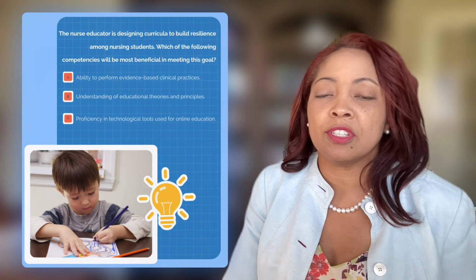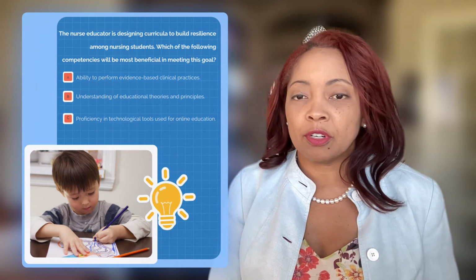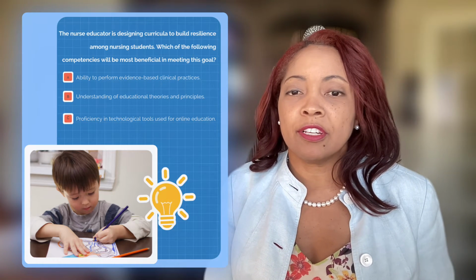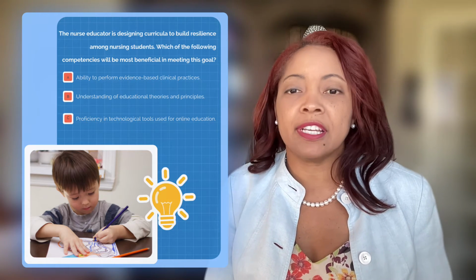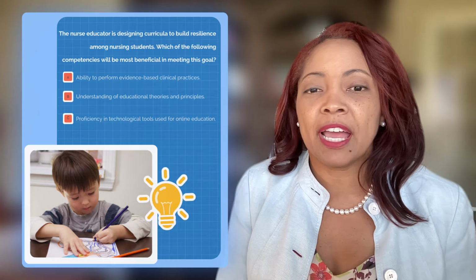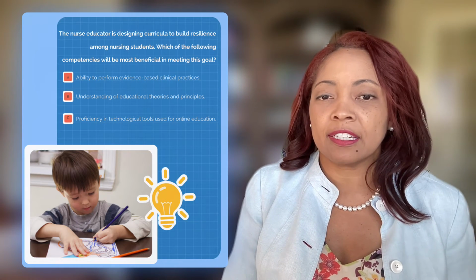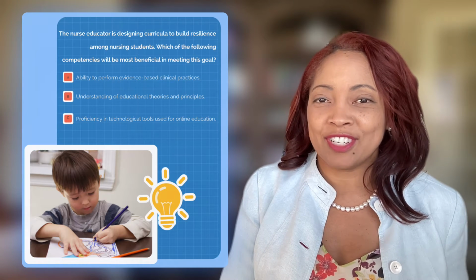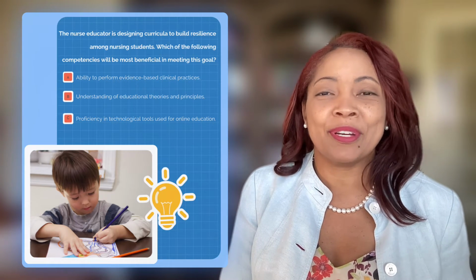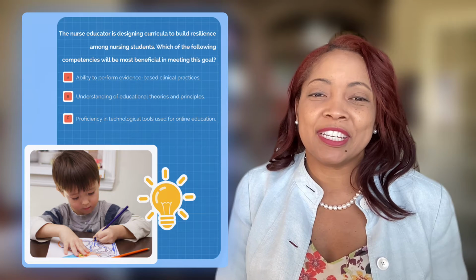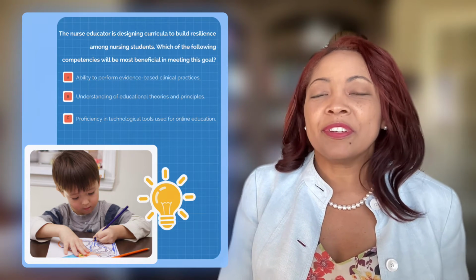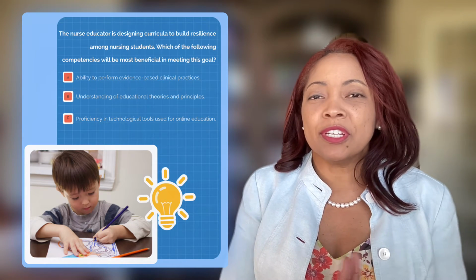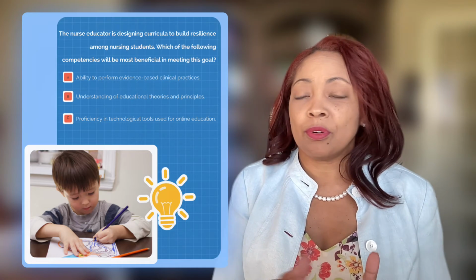So A is ability to perform evidence-based clinical practices. B is understanding of educational theories and principles. And then we have C, proficiency in technological tools used for online education. All right, so go ahead and write down what you think the best option is for A, B, and C.